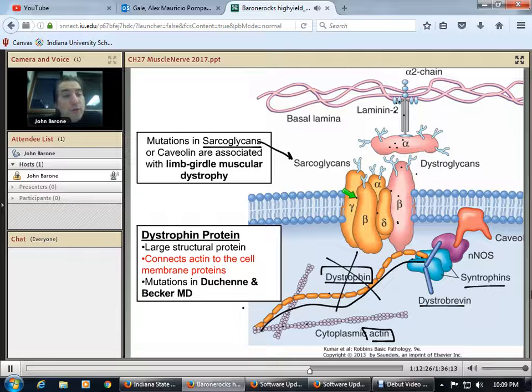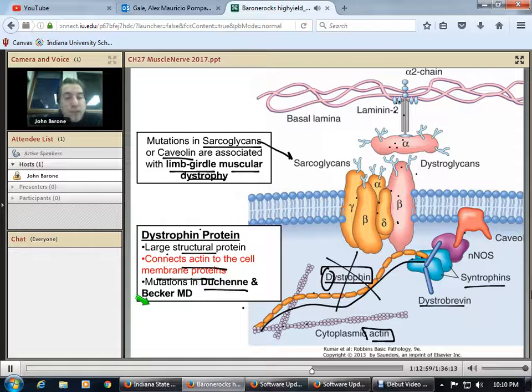Now question, what if I mutate some of these other molecules? Well, you can get other muscular dystrophies. So if you see mutations in the sarcoglycans, these guys here, or caveolin mutations, caveolin, which is here, well, that's going to lead to what's called limb-girdle muscular dystrophy, where your limbs and your girdle muscles are really weak. That's a rarer form of muscular dystrophy. So again, this complex seems to be very important for muscular dystrophy. But the most common, Duchenne's, is a deletion in dystrophin.